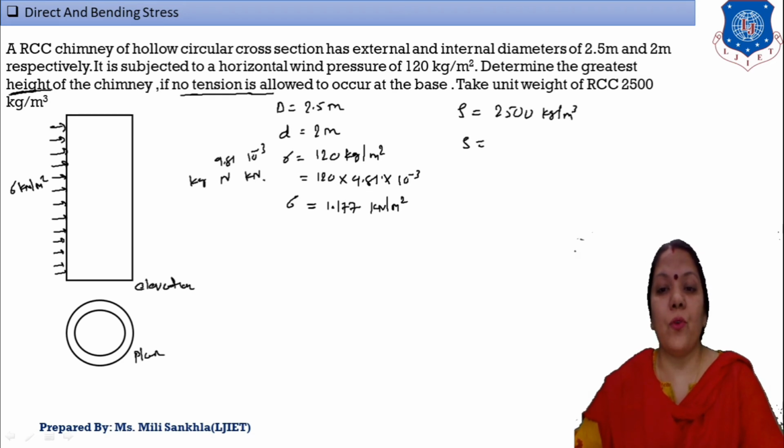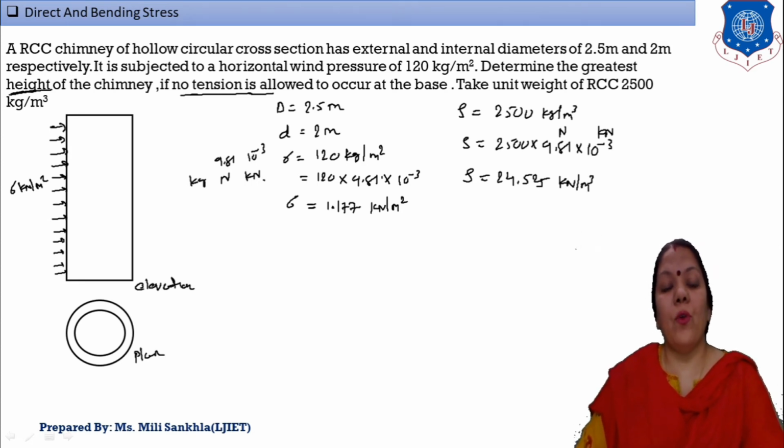Density is equal to 2500. Now 1 kg is equal to 9.81 newton, and we convert this newton into kilonewton by multiplying by 10 raised to minus 3. After multiplication we get rho is equal to 24.525 kilonewton per meter cube. Now here height h is unknown.